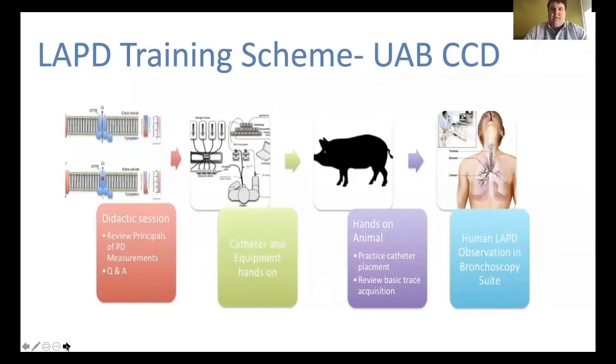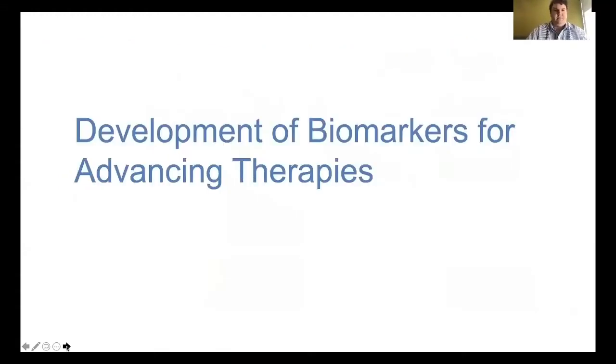And finally, the Center for CFTR Detection at UAB has been devising LAPD's training scheme. Once we have completed portions of our normative data set and have developed the newer methodology and standardized it, we will begin training multiple sites through a multiple level didactic session and hands-on experiments with both animals and humans to acquaint these sites to allow for a multi-center investigation for a gene-based or other therapy in the future.